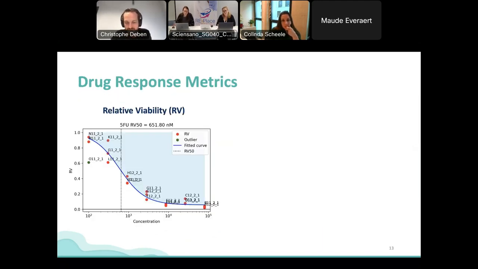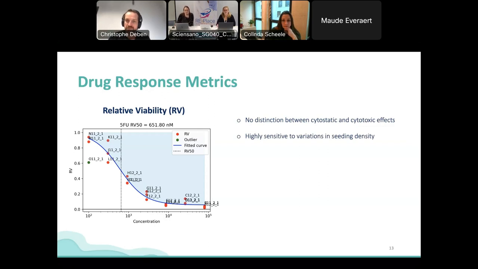So we had our image analysis established. We can get accurate data from these images. And then we looked into drug response metrics, and conventionally relative viability is used. But there's some downsides to using relative viability in our opinion, and also in the opinion of other people, because you cannot make a distinction between cytostatic and cytotoxic responses. It's very sensitive to variations in seeding density. And it's also strongly influenced by differences in growth rates between organoids or cell lines.